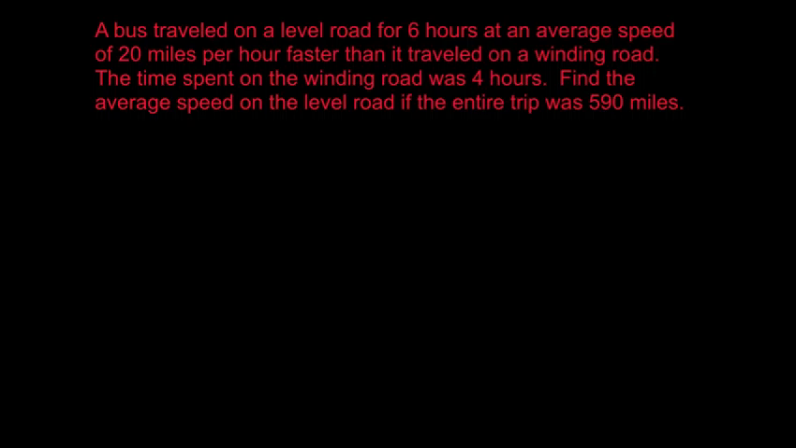A bus traveled on a level road for 6 hours at an average speed of 20 miles per hour faster than it traveled on a winding road. The time spent on the winding road was 4 hours. Find the average speed on the level road if the entire trip was 590 miles.